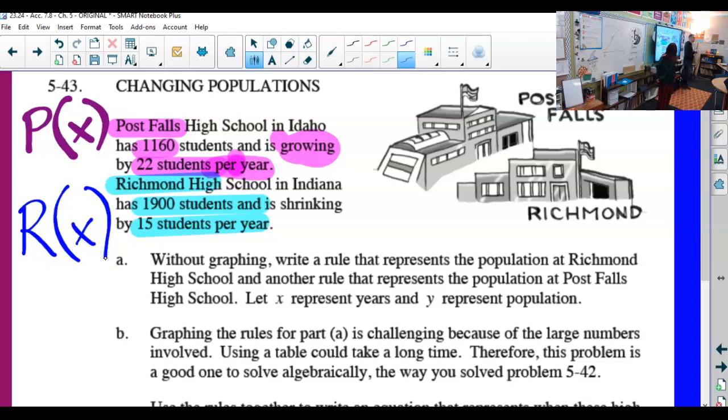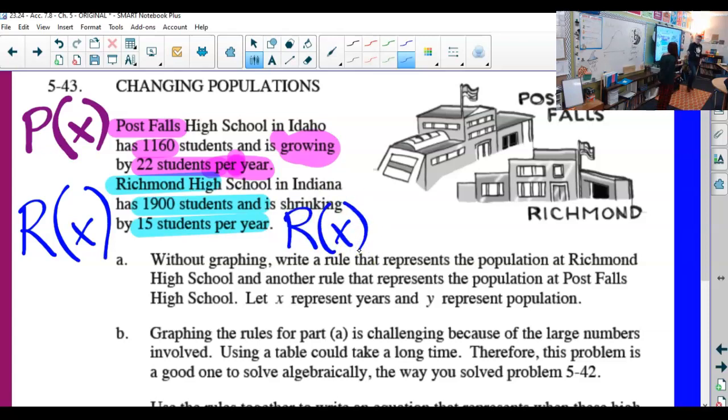You can use Y if you want, or you could just use R. This is how you're going to do it in high school, really next year. So for example, we could write R of X.